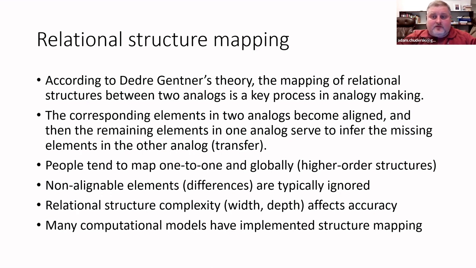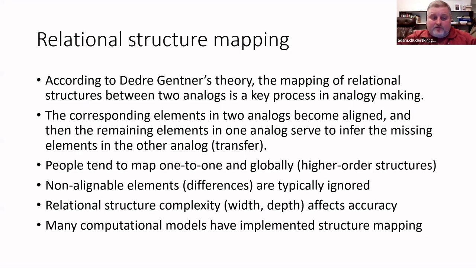And Dedre Gentner assumed a number of regularities in our mapping, for example, that people tend to map one element to one element, or one relation to one relation between analogs, and that people tend to achieve global mapping, so the highest-order structure that can describe our analogy. What cannot be aligned, differences that are specific for a given situation, only in one analog, and do not apply to the other analog, are typically ignored.